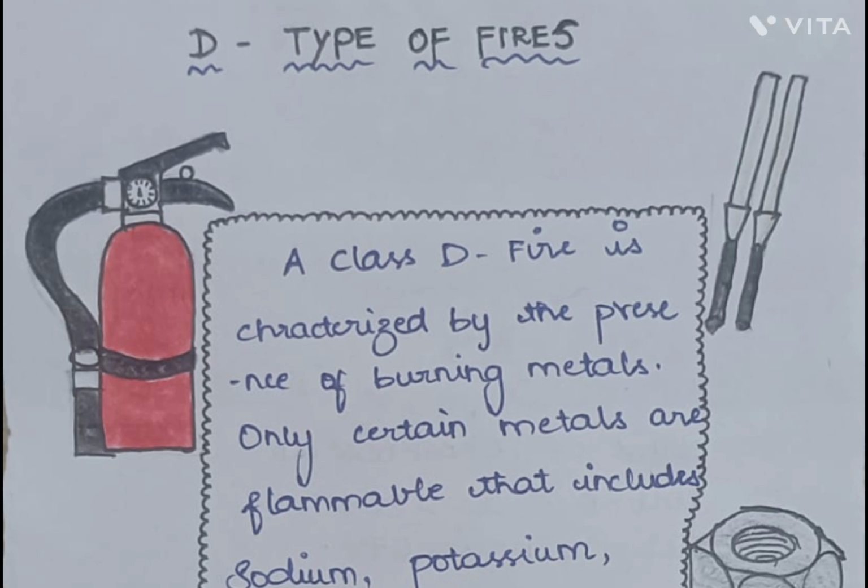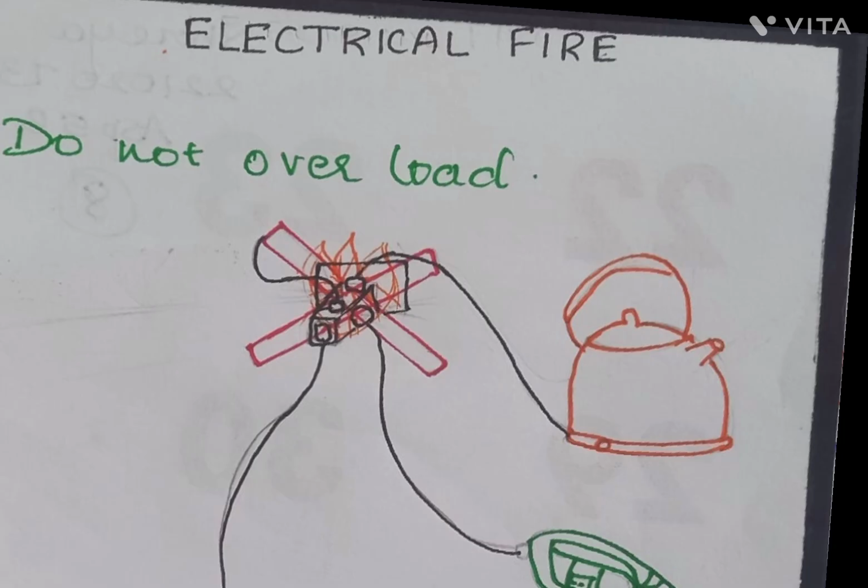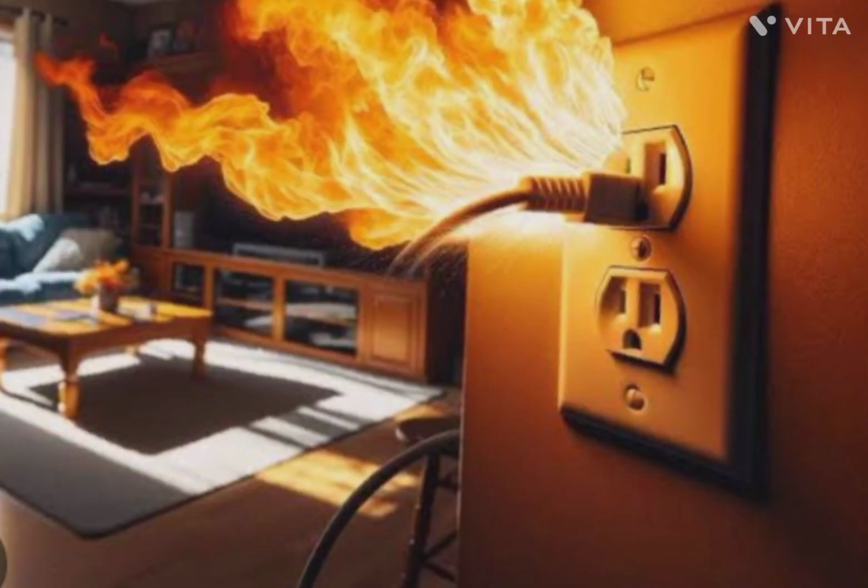Next is Class E. Class E fire is a fire that catches over electrical equipment. An electrical fire can occur when electrical appliances are overheated, when electrical appliances are malfunctioning, or when we are using damaged electrical components, etc. It's a fire that catches over electrical appliances.